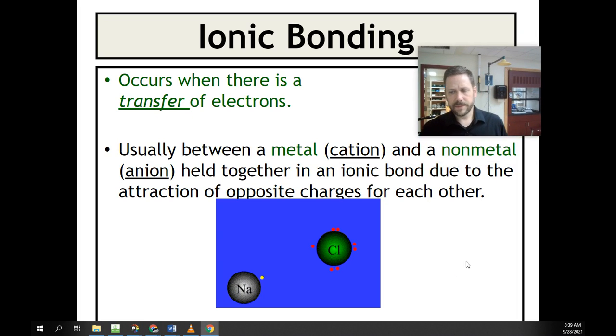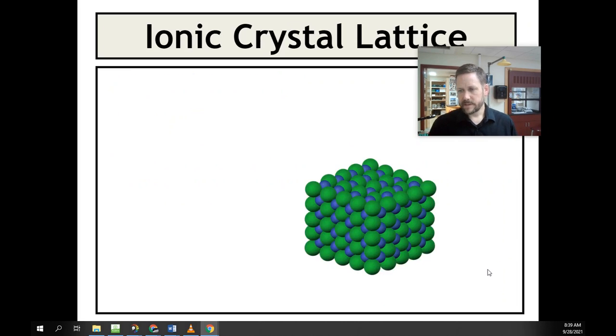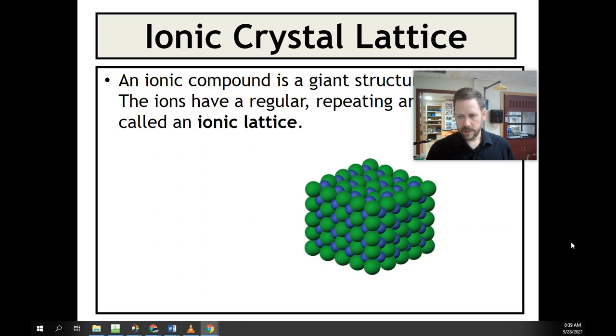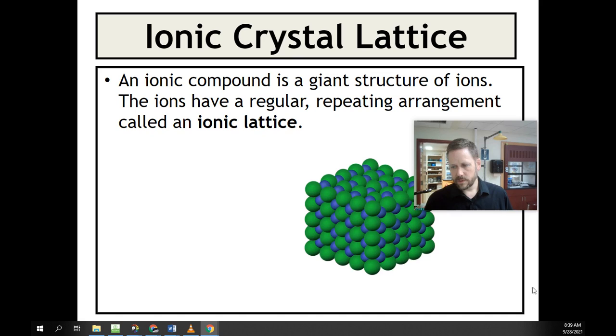So it's almost always between a metal cation and a non-metal anion, and they're held together due to that opposites attract phenomenon. That's a Coulombic attraction, and we'll talk about that in a moment. This is a great way to picture an ionic compound, and it's important to know that ionic compounds are network structures. In other words, they don't really exist as discrete molecules.